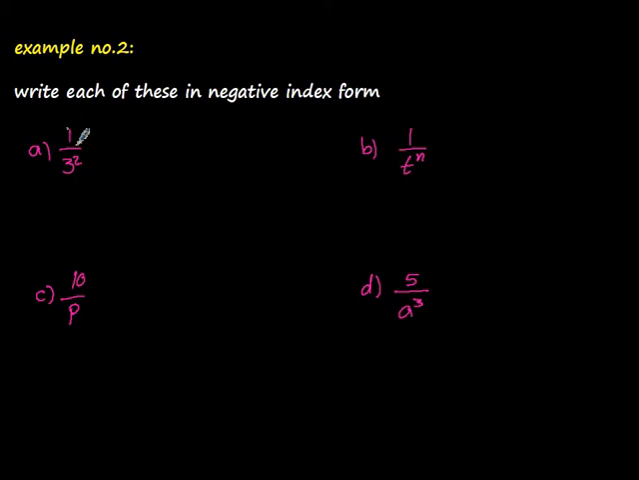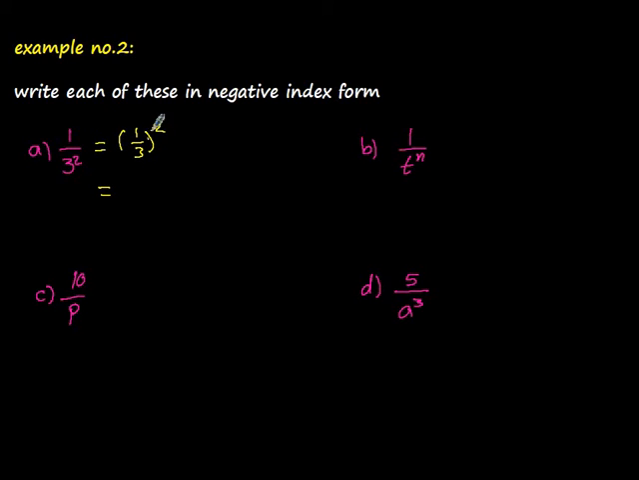Here, guys, we have 1 over 3 to the power 2. We can think about this one. Why don't we make it like this? 1 over 3, all to the power of 2, since 1 to the power 2 equals 1.